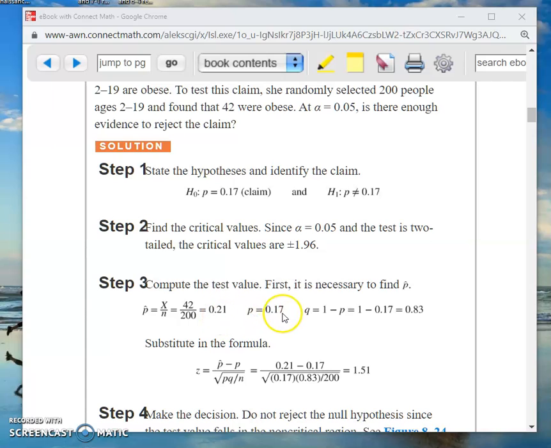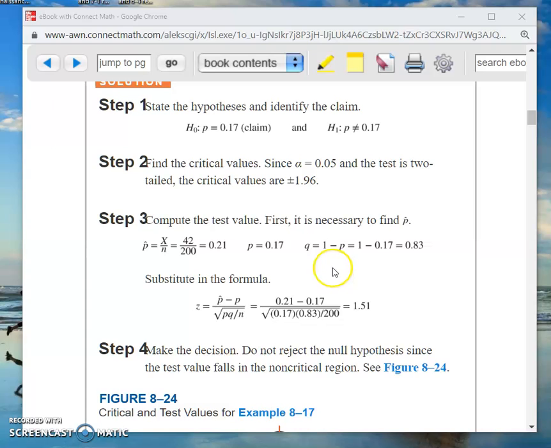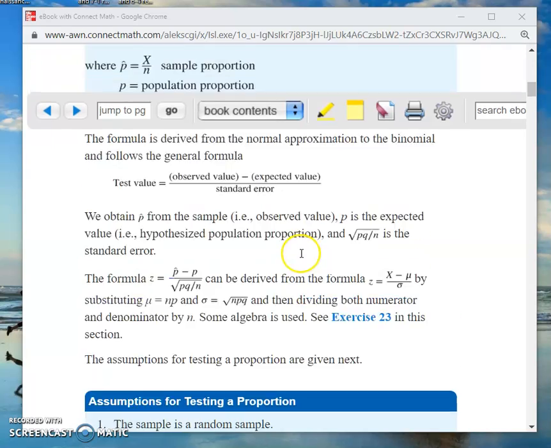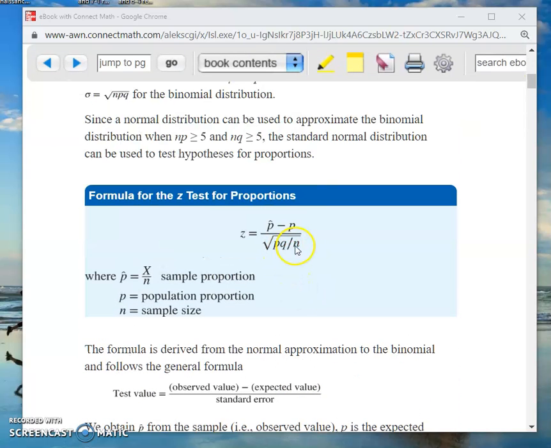0.21 is bigger than 0.17, but that's not enough. It's not enough to just observe that this is bigger than this. You have to find out whether or not it is statistically significantly bigger. So we got P. We also need Q. That's coming in the formula here as well, right? We got to have P, we got to have Q, we got to have N. Here's P again, and then we also need P hat.